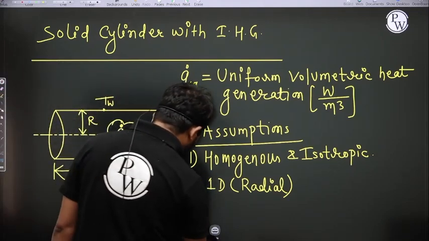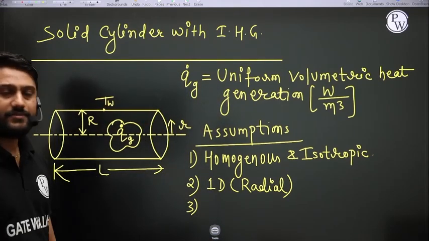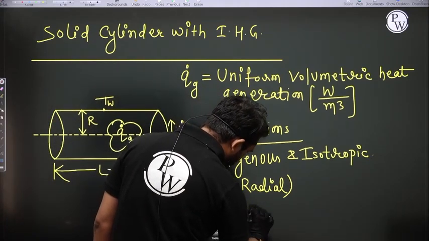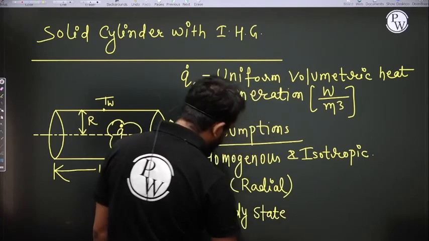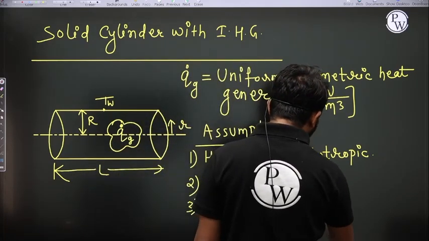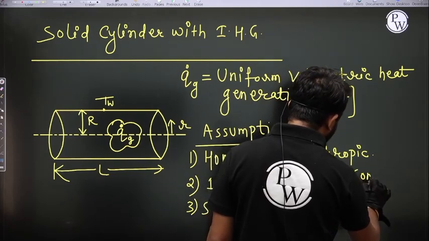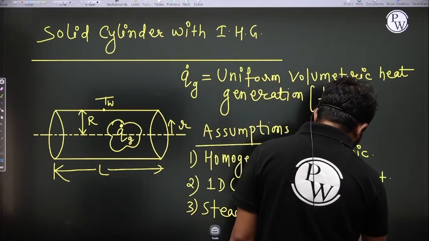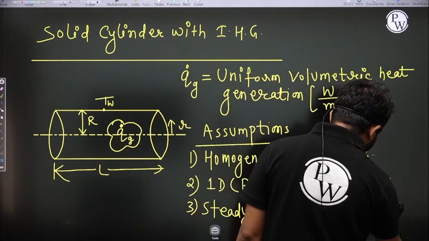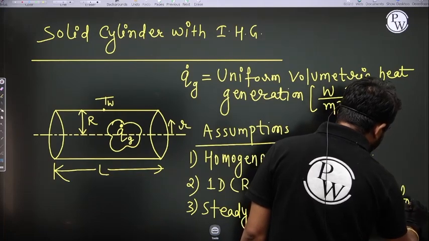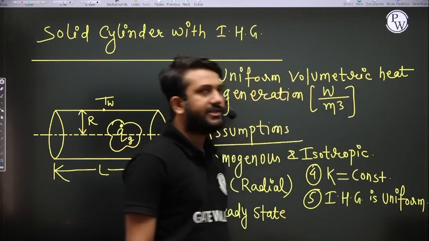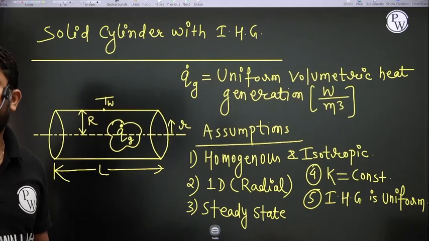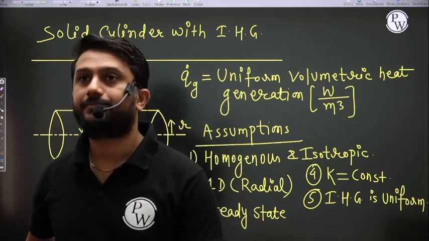What is the third assumption? The third assumption is steady state. The fourth assumption is that thermal conductivity is constant. The fifth assumption is that internal heat generation is uniform. Is it clear? Okay, sir.